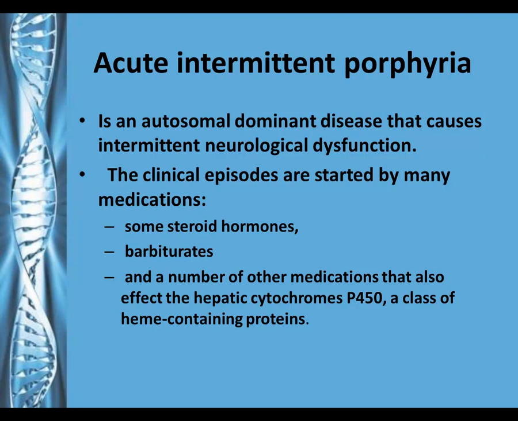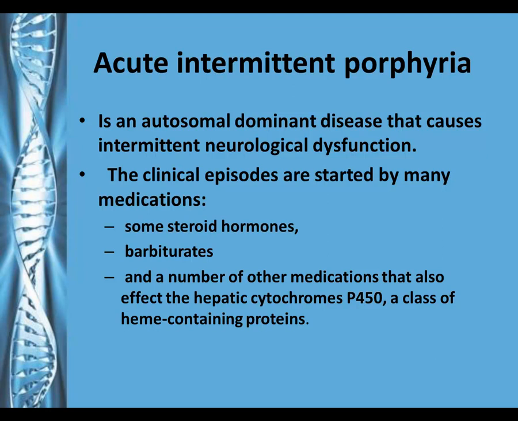So we're going to talk about acute intermittent porphyria. This is an autosomal dominant disease, and it causes intermittent neurological dysfunction. So in many patients, clinical episodes are started by medications. Some of those medications might include steroids, barbiturates, and other medications that affect the hepatic cytochromes P450.